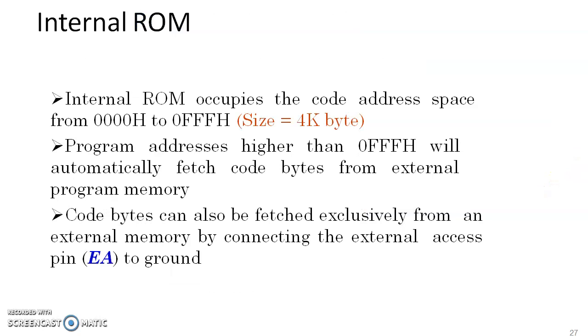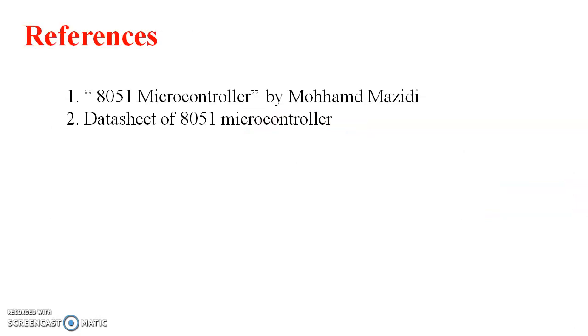Internal ROM: the size of the internal ROM is 4K. Its address space is from 00 to 0FFF. Program addresses higher than 0FFF will automatically fetch the code byte from external program memory. That pin should be grounded, then only can you access the external memory.